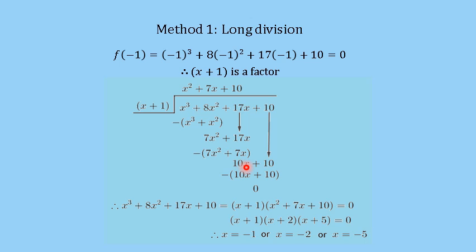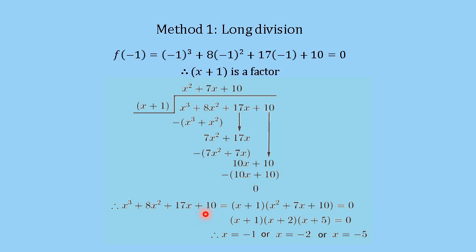And then here you say 17x minus 7x, the answer is 10x. Now you bring down this 10. And you do the same. You say 10x divided by x. So the answer is 10. Now you multiply back. 10 times x, the answer is 10x. And then 10 times +1, the answer is +10. And then you multiply by a negative sign, and then you add this, so the answer is 0.